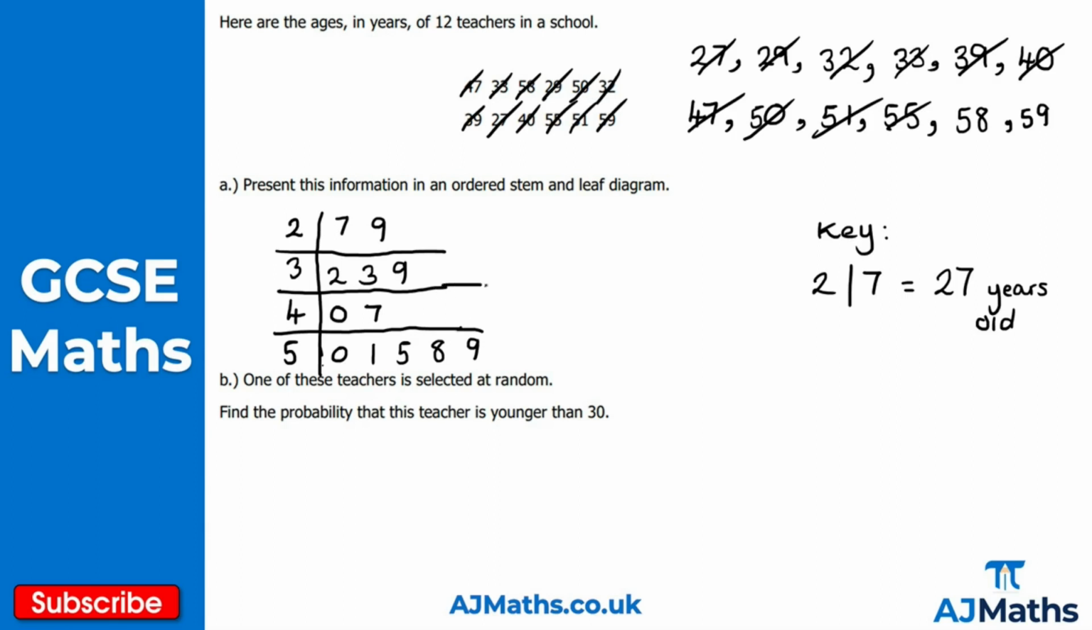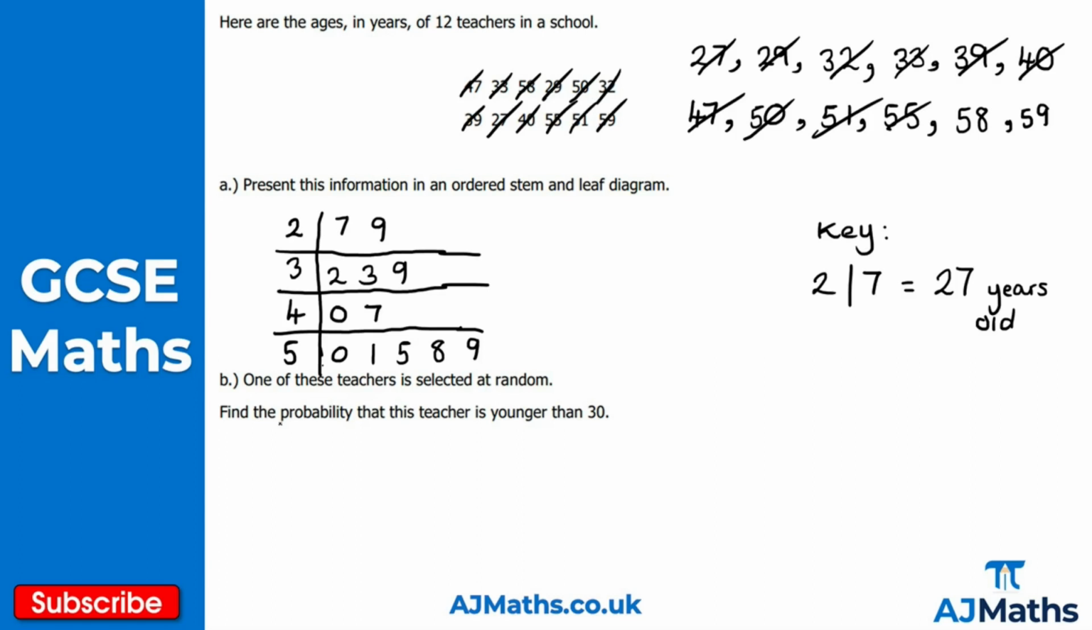Okay, and there we have it. So that's our ordered stem and leaf diagram. Again, let's just check we've got 12 values. So I've got 1, 2, 3, 4, 5, 6, 7, 8, 9, 10, 11, 12. Perfect. So do always do that as a quick check. Obviously, if you get less than 12 or more than 12, then double check, something has definitely gone wrong.